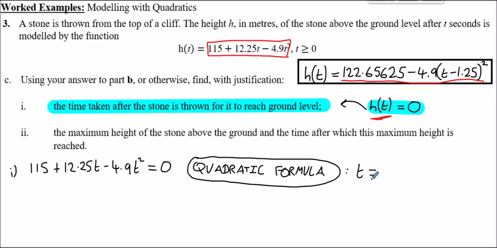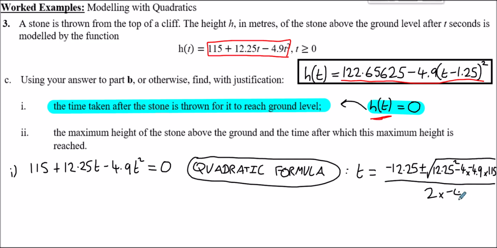So t is going to be minus b, which is going to be minus 12.25, plus or minus the square root of 12.25 squared, minus 4 times a, which is minus 4.9, times c, which is 115, and all of that is going to be divided by 2 lots of a, which is 2 times minus 4.9.